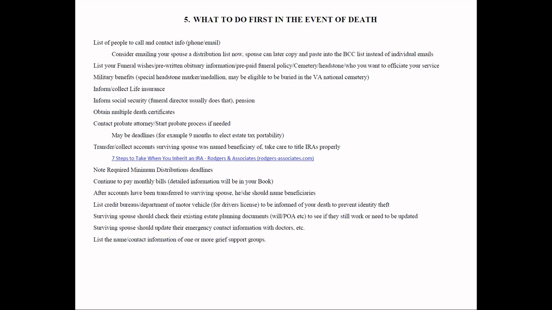But another way to do it would be to type up a list of emails and then mail that list to your spouse or whoever. Then they could use it at the time to either copy and paste individual emails or do a blind carbon copy where they only have to send out one. It depends on whether your spouse or child who's taking over knows that person; they may want to write a little personal note. But if they don't, they may not want to send 100 different emails or make 100 phone calls. And as Alan mentioned earlier in the chat, you could pre-write your obituary.